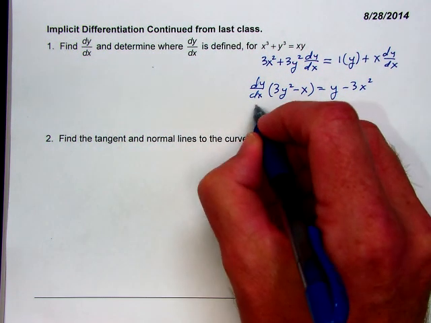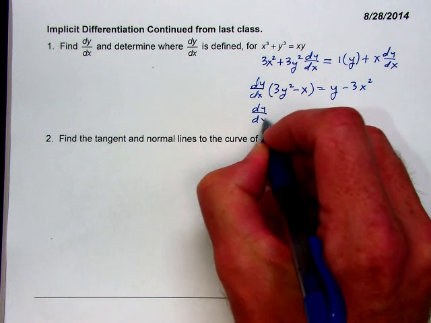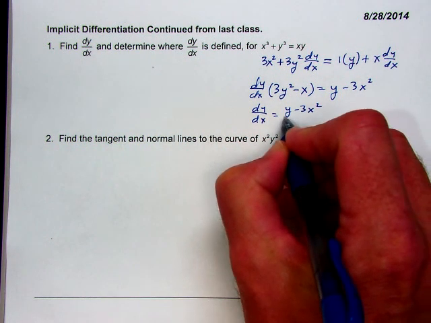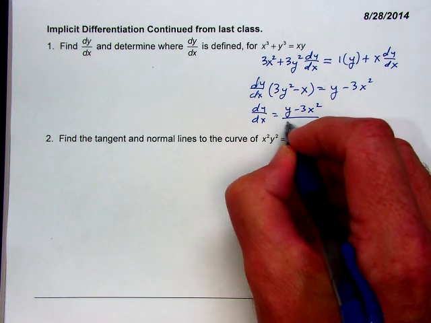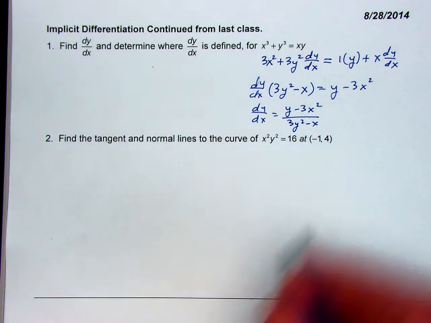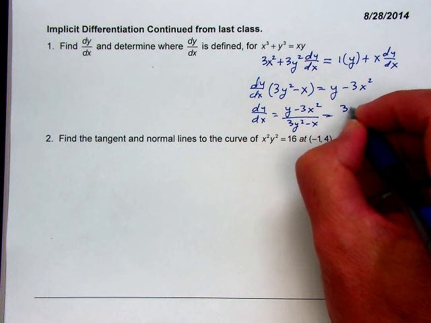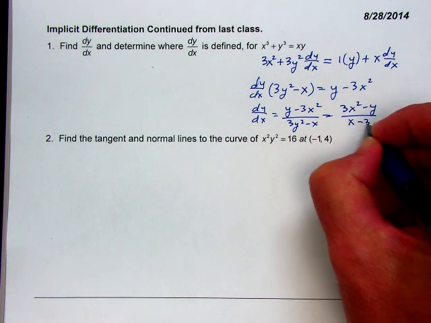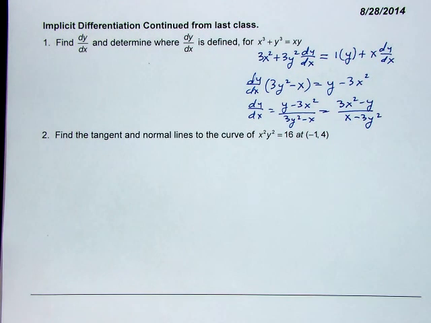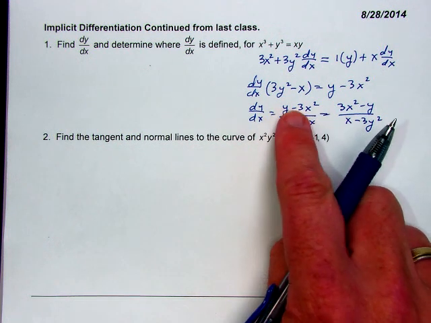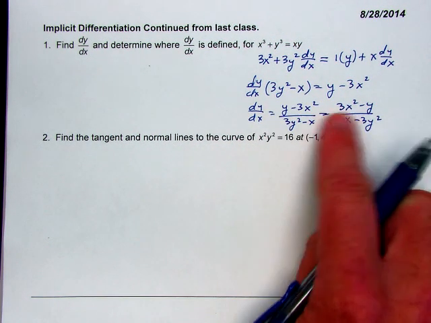So dy/dx is equal to (y minus 3x squared) over (3y squared minus x). I also want to point out that this is the same thing as (3x squared minus y) all over (x minus 3y squared). Those are exactly the same. So that is dy/dx. Both forms are acceptable. It's just flipping the signs and then moving terms.